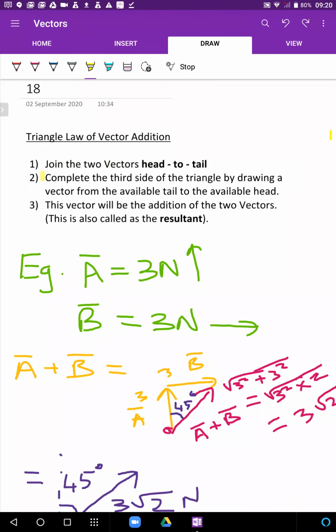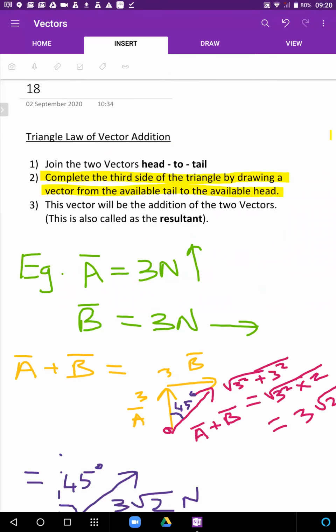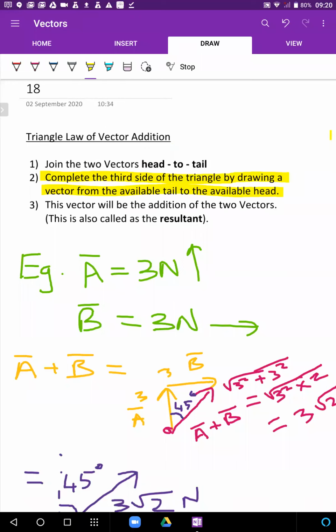Second step is complete the triangle. Complete the third side of the triangle by drawing a vector from the available tail to the available head. Let's stop over here and let's see what this means so far. Okay, available tail to the available head.